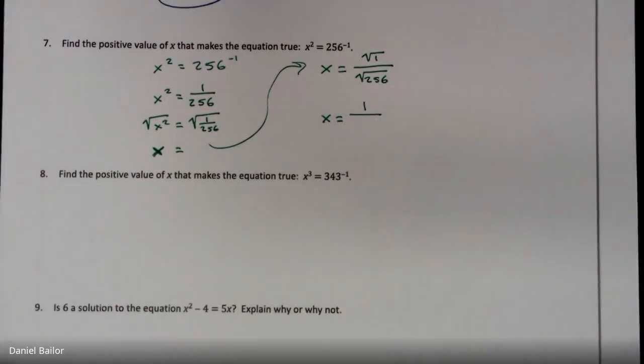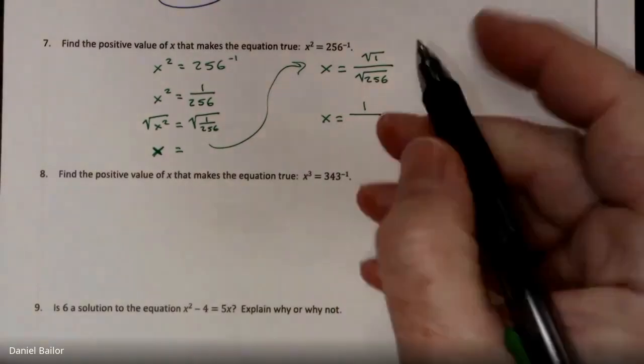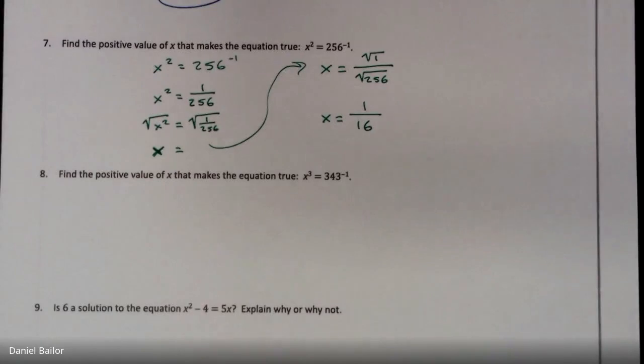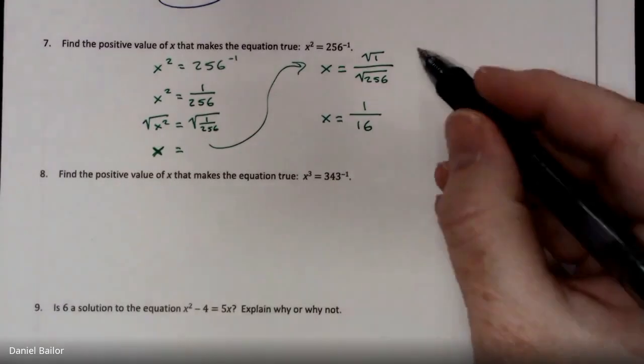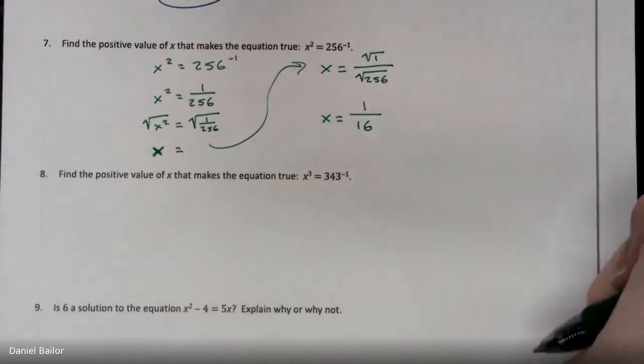It's on my chart. You can trust me here. I'll prove it to you. 16 times 16 is 256. So the square root of 256 is 16. So now, instead of taking the square root of a fraction, I took the square root of parts of a fraction. So now this is the answer, 1 over 16.